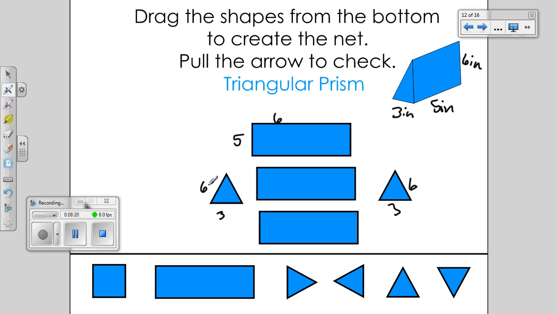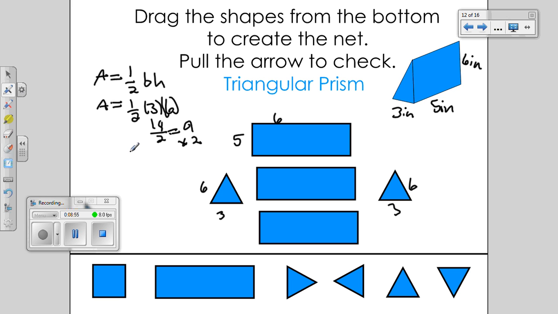So here we go. All we got to do is find triangle. Remember, triangle area is 1/2 the base times the height. So that's going to be 1/2 times 3 times 6. 18 divided by 2 is 9. But we know we got 2 of them, so it's really just going to go right back to 18 for the triangle there. 18 inches squared for the triangles. So we got 2 triangles. That's why I multiply by 2.